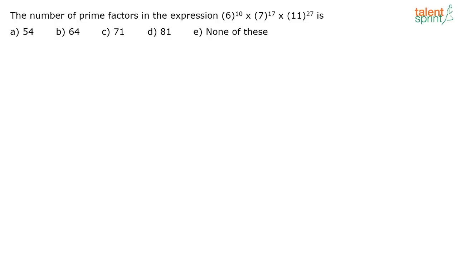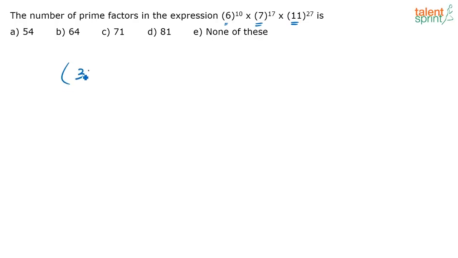When such a question comes, there are 2 or 3 cases. I'll explain it to you one by one. So for this particular question, what is the answer? The number of prime factors in the expression 6 to the power 10 into 7 to the power 17 into 11 to the power 27 is dash. See, they are asking for prime factors. 7 is a prime number, 11 is a prime number, 6 is not.